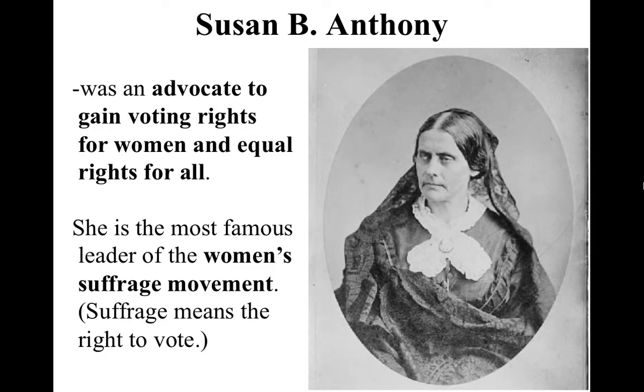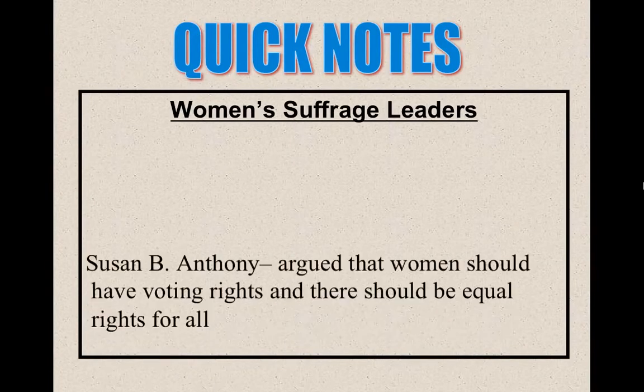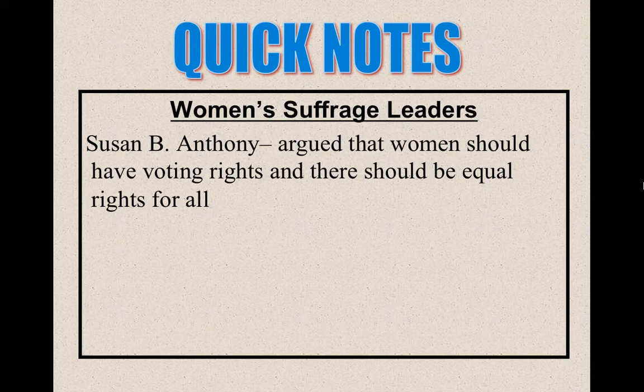The next woman we'll look at is Susan B. Anthony. And Susan B. Anthony advocates for women having voting rights and equal rights for all. And her and Elizabeth Cady Stanton cross paths in 1851 and start working together. And Cady Stanton will actually write some speeches for Susan B. Anthony. And once Elizabeth Cady Stanton can no longer travel, Susan B. Anthony becomes really the face of the women's suffrage movement and the most famous women's suffrage leader. So she argued that women should have voting rights and there should be equal rights for everyone.